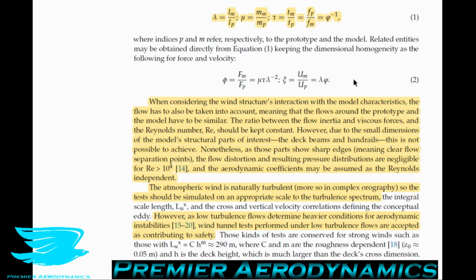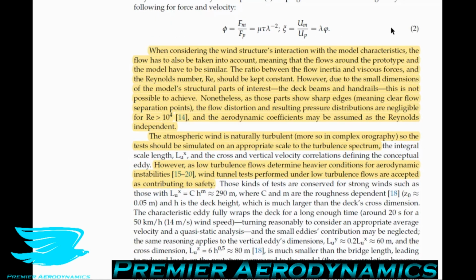They say, due to the small dimensions of the model structure, parts of interest such as the deck beams and handrails, this Reynolds number similarity is not possible to achieve. Nonetheless, as those parts show sharp edges, meaning clear flow separation points, which I was just talking about, the flow distortion and resulting pressure distributions are negligible for Reynolds numbers above 10,000, and the aerodynamic coefficients may be assumed as Reynolds number independent above this Reynolds number, as I was mentioning earlier. This is just not for bridges, but for any object in general. But for this particular case, they can do this. So that means that they can effectively get Reynolds number similarity, even though the Reynolds numbers are not the same, but the flow physics you can assume will be the same or very close to the real life situation.